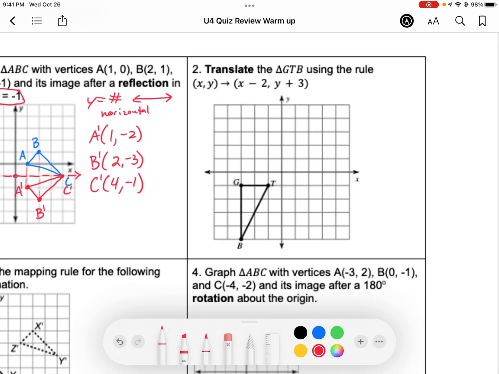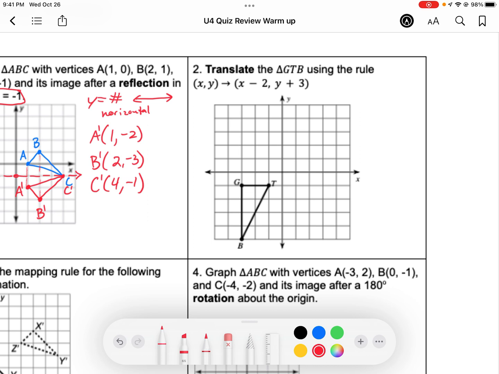On the next one, number 2, we're told to translate the triangle GTB using the rule (x, y) maps to (x minus 2, y plus 3). Well, they've already given you the original, so all I have to look at is how to change x into x minus 2 and y into y plus 3. With the translation, remember that's sliding left or right and up or down. Since it's x minus 2, that moves my x values to the left 2. And y plus 3 means I'm going to move the y values up 3. So this entire graph is going to move to the left 2 and up 3.